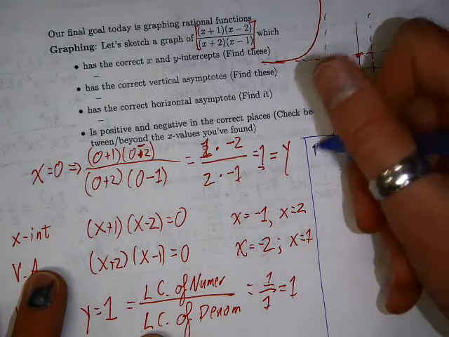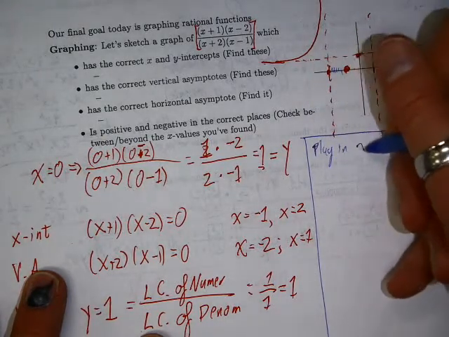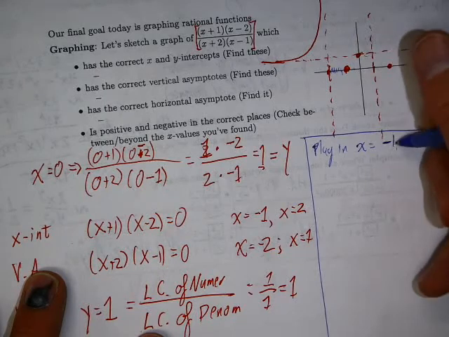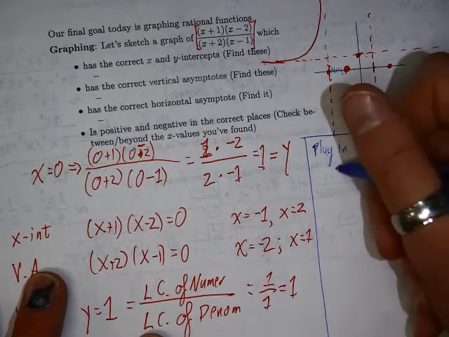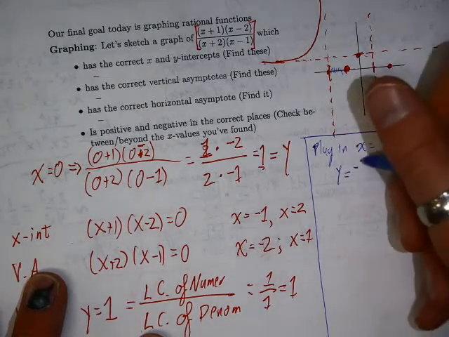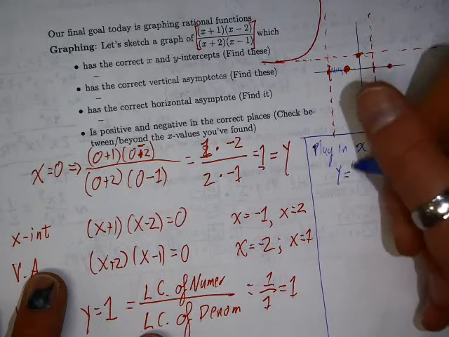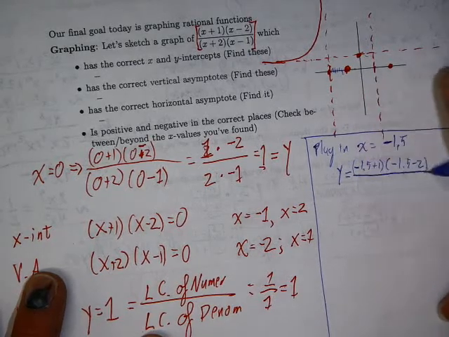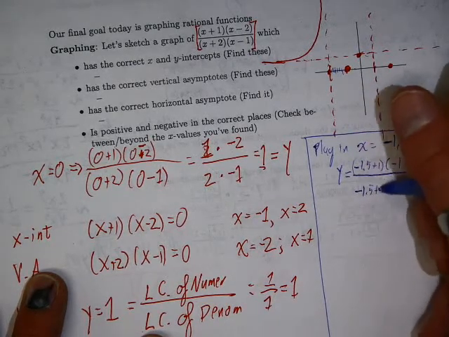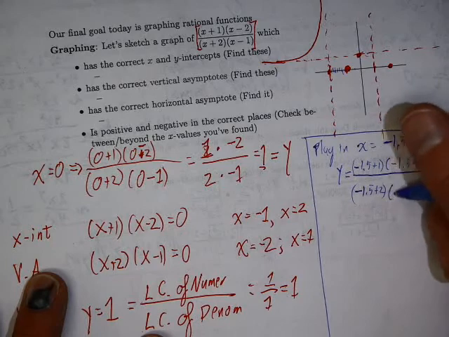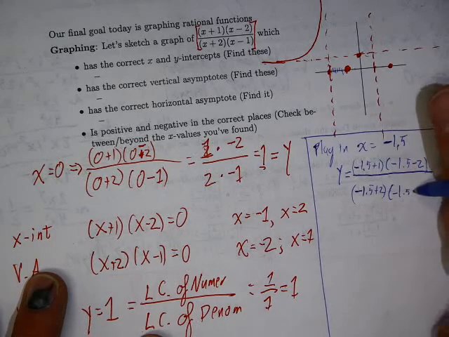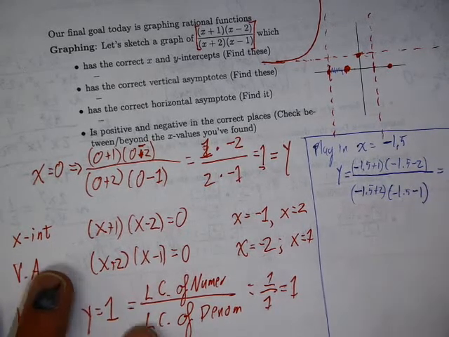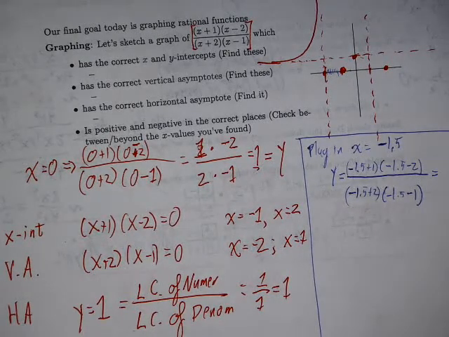So let's see what happens when we plug in x equal to -1.5. I'll get a y value of (-1.5 plus 1) times (-1.5 minus 2) all over (-1.5 plus 2) times (-1.5 minus 1). Yeah, there's enough space for me to do it this way. So I only care whether this number is positive or negative. So just tell me about each factor.